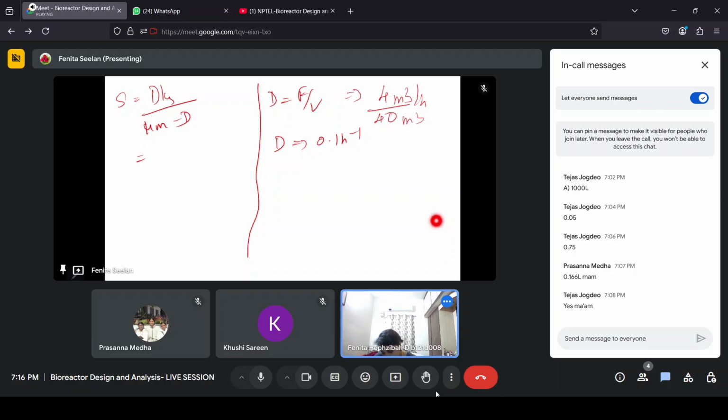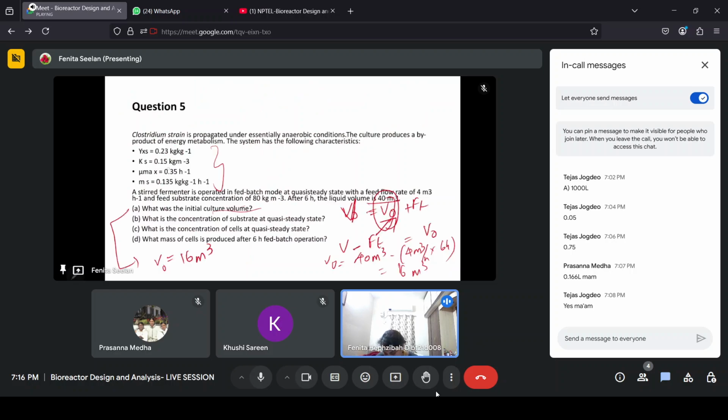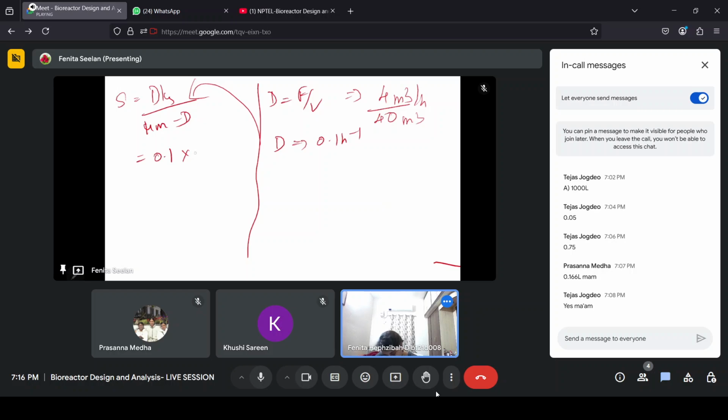Now just put it in this. D is 0.1 and Ks is given as how much? Ks is 0.15 and what else do we need? Mu max is given as 0.35. This is 0.15 divided by 0.35 minus 0.1. What would be the answer?